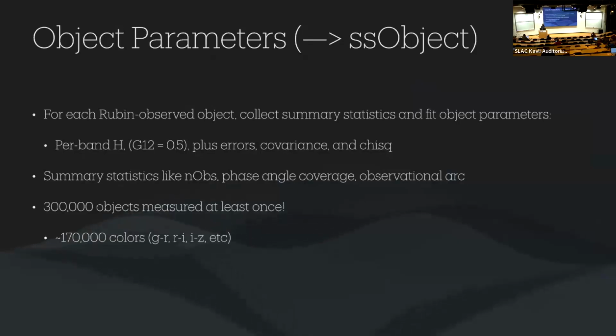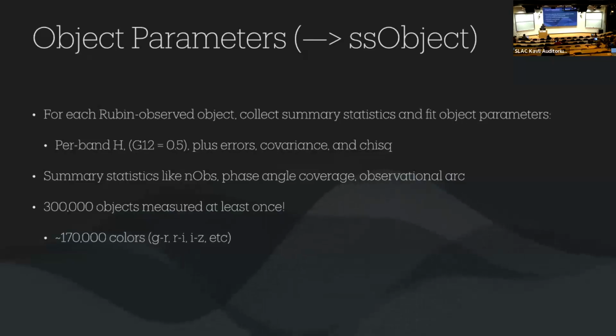So for each of these objects that Rubin's observed, for each object that has SS sources, we collect the summary statistics of those SS sources and fit some object parameters. In each band that an object has been observed, we fit an absolute magnitude. For DP2, as Mario said, we fixed the phase slope because things really ran away when we didn't fix the phase slope. But we've got errors on absolute magnitude, covariance between all the different photometric properties, which is really just one photometric property at the moment, and a chi-squared.